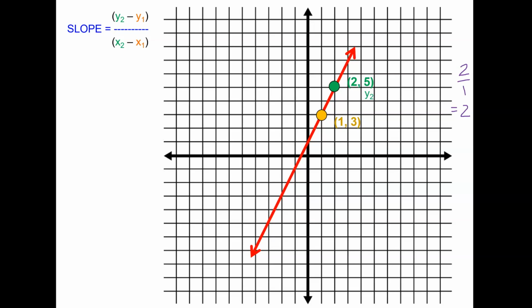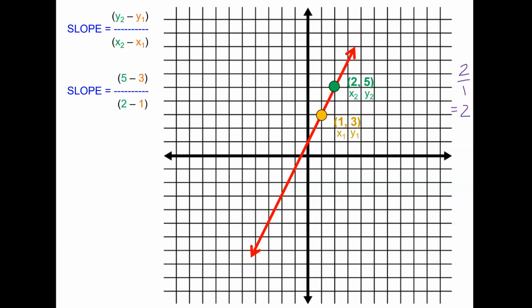5 is going to go into the y2 position. It is the y coordinate of the second point. 3 is our y1. It is the y coordinate of the first point. 2 goes into the x2 position. It is the x of the second point. And 1 will be our x1, the x coordinate of the first point.